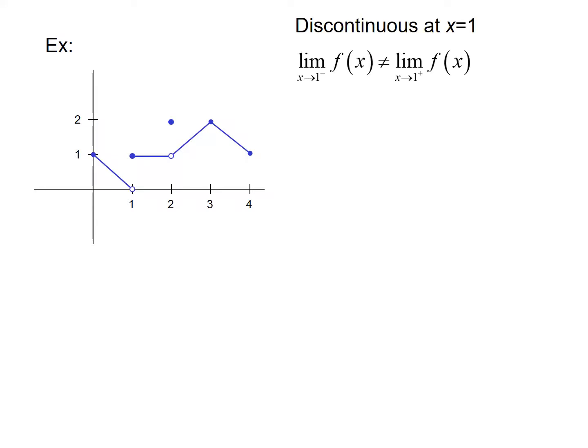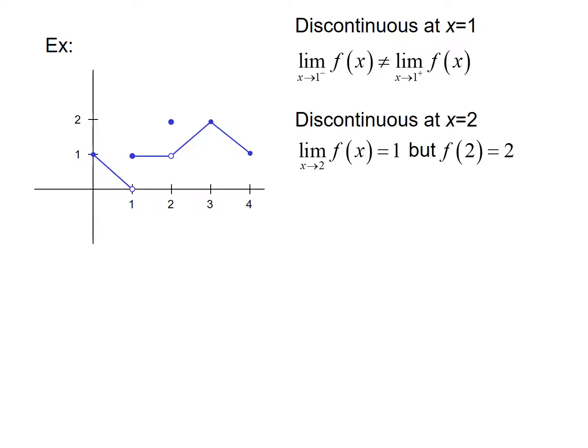So if we take a look at this graph right here, we can see that the graph is discontinuous at x equals 1 because the limit as x goes to 1 from the left does not equal the limit as x goes to 1 from the right. Discontinuous at x equals 2 because although the limit as x goes to 2 of f is 1, f of 2 is 2, so they're not equal. And continuous at 3 because the limit as x goes to 3 of f equals 2, which is also the value of f of 3.